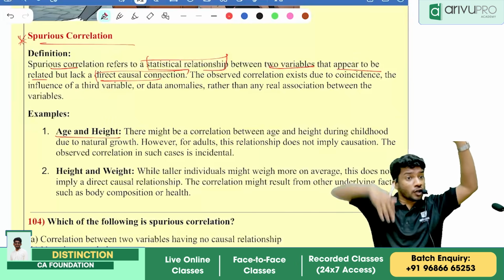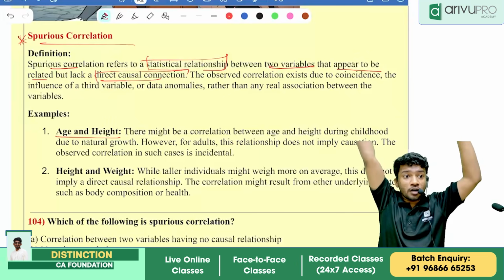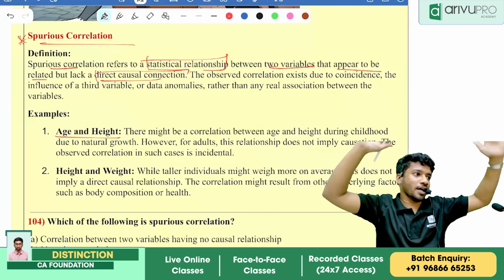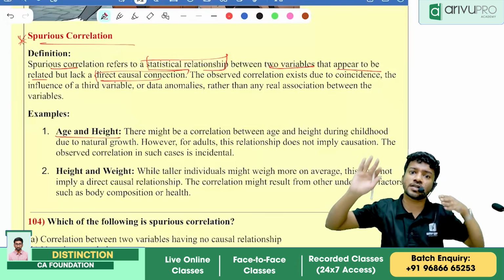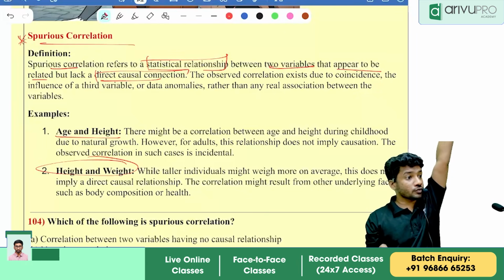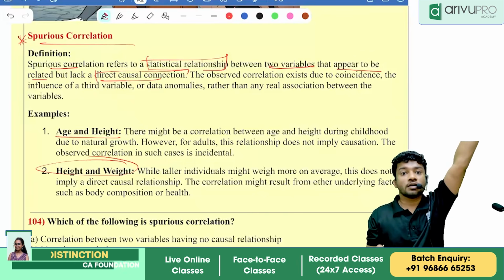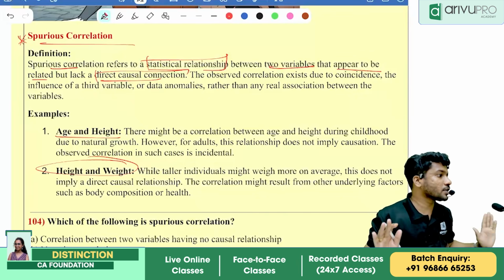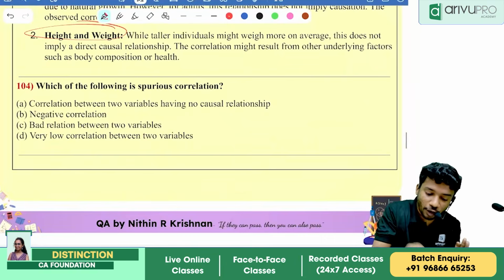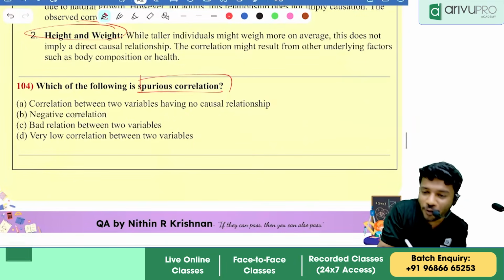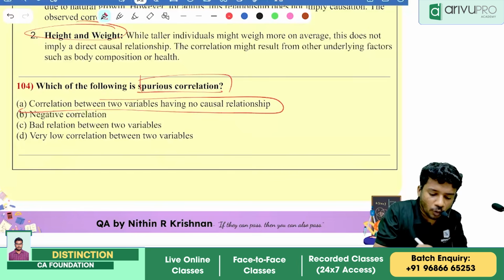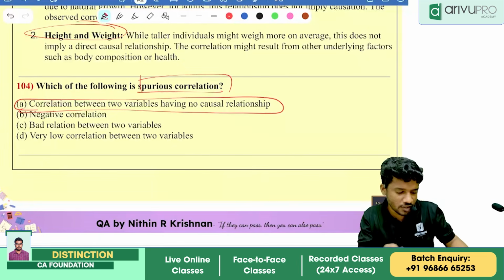Age increases, height also increases. Yeah, in India there are only giraffes. Is that the case? No. As age increases, sometimes height increases, sometimes height doesn't increase. Then height and weight. Height increases, weight will definitely increase? No. Sometimes it will increase, sometimes it will decrease because they are going to gym. That can also happen. Now, which of the following is a spurious correlation, people? Correlation between two variables having no causal relationship.